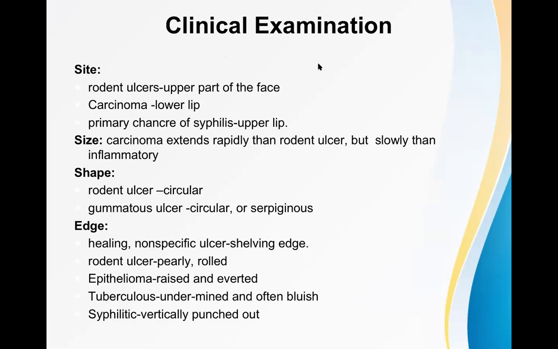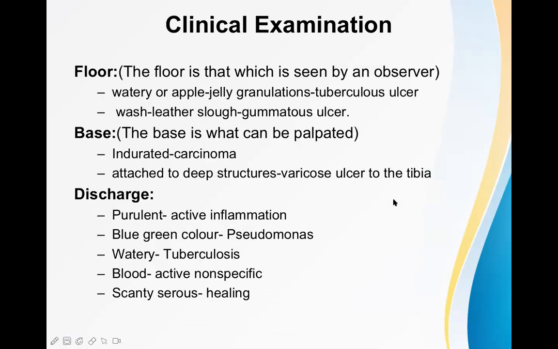Let's move on. Now, some other clinical examination which we should do on a case of ulcer is the floor. Let's look at the floor first. What is there on the floor of the ulcer? If there is watery or apple jelly type of granulation, this is a feature of tuberculous ulcer. But this is not a constant feature. Sometimes it may be some other combination also, like necrotic material may be seen there.